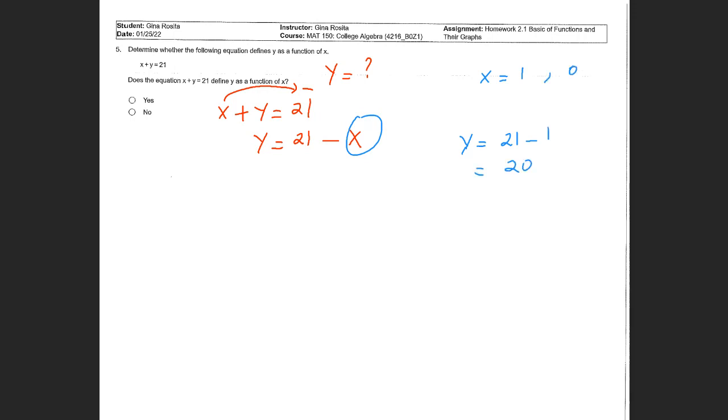How about x equals 0? Y equals 21 minus 0. The answer is 21. So therefore, the equation defines y as a function of x.